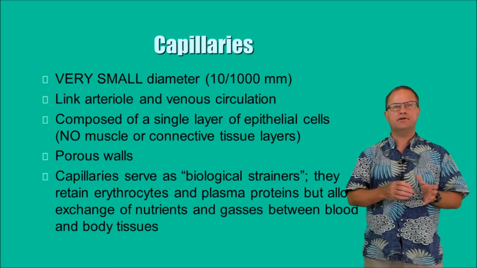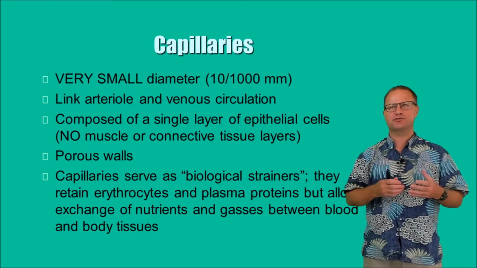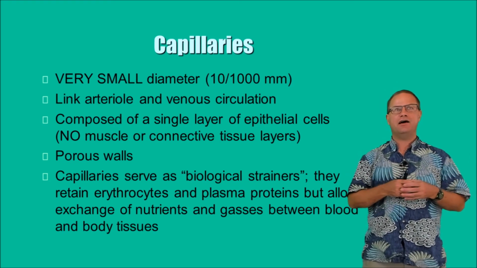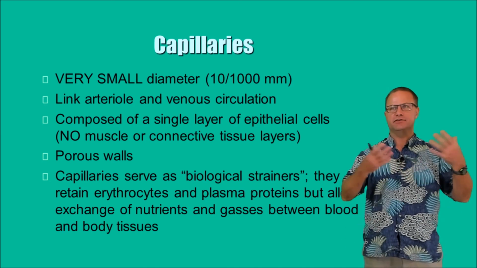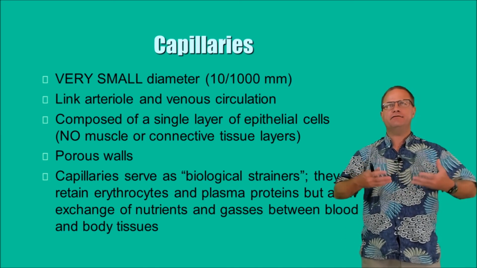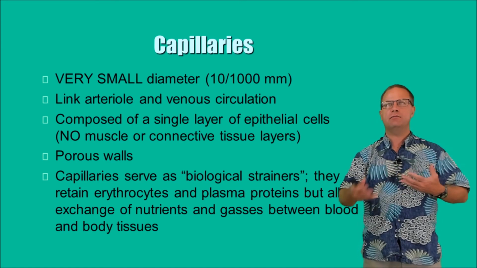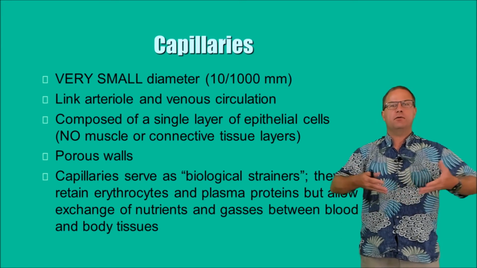Now, because they're porous, capillaries serve as basically biological strainers or colanders. They allow things like water and proteins to move across the capillary bed because they're leaky, but they're not leaky enough to let the red blood cells or white blood cells cross. So they're basically forming a type of filter.